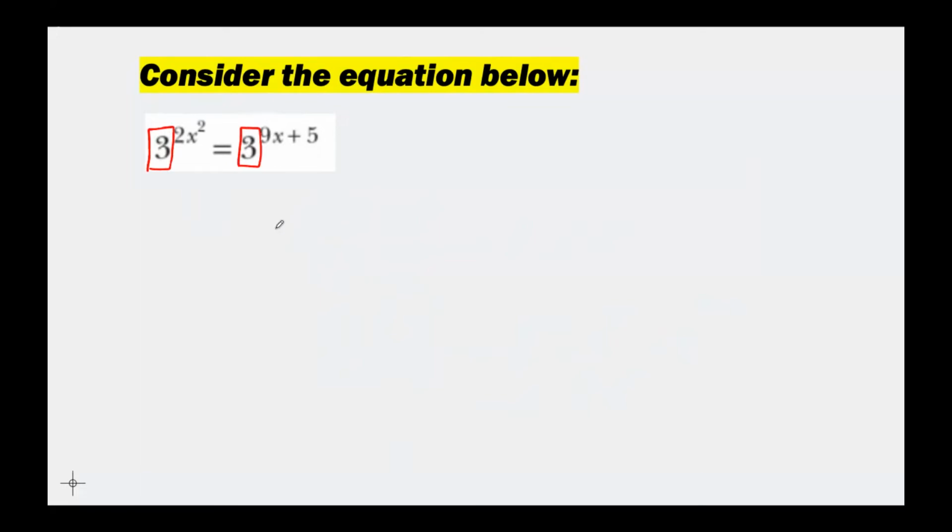So since the bases are the same and we're saying that these two expressions are equal, then in order for these two expressions to be equal, the bases should be the same and also the exponents. Here, the base is already 3, so they're the same. That means we just need to make sure that the exponent is also the same. So 2x squared is equal to 9x plus 5. Simplified, this is just a quadratic equation, right?